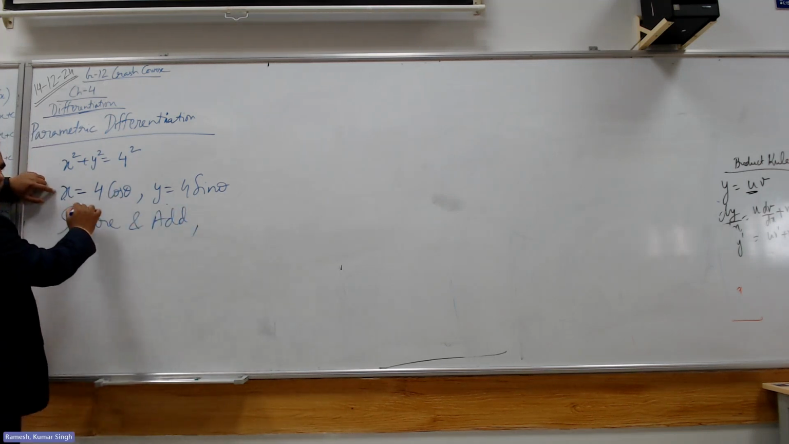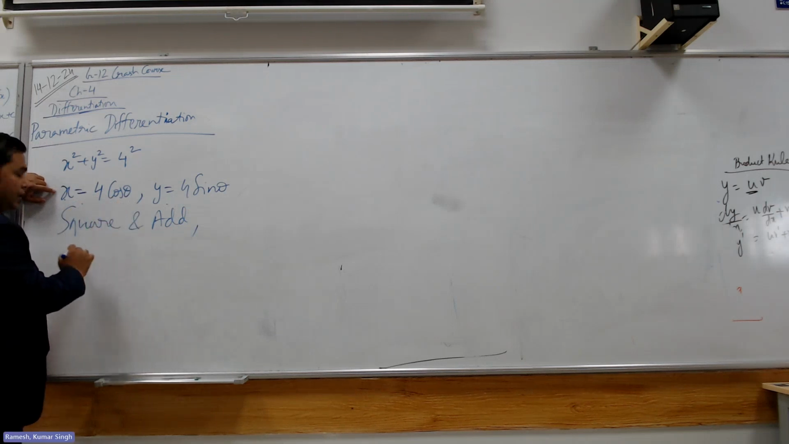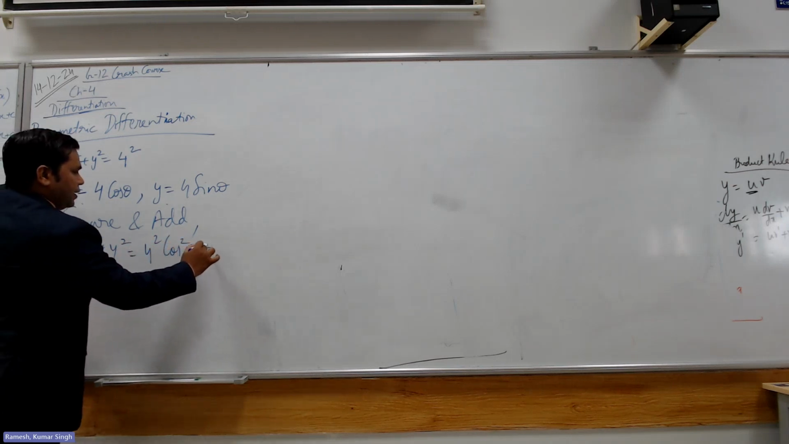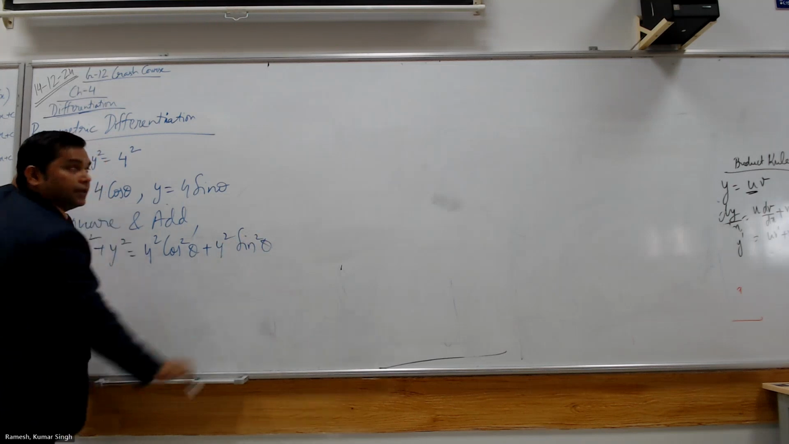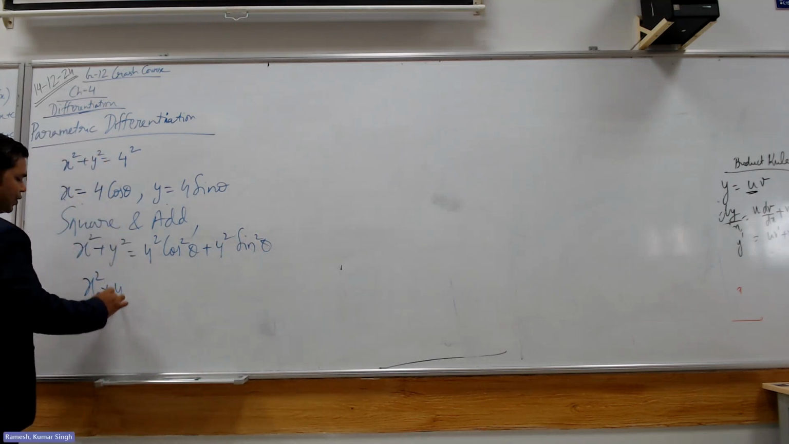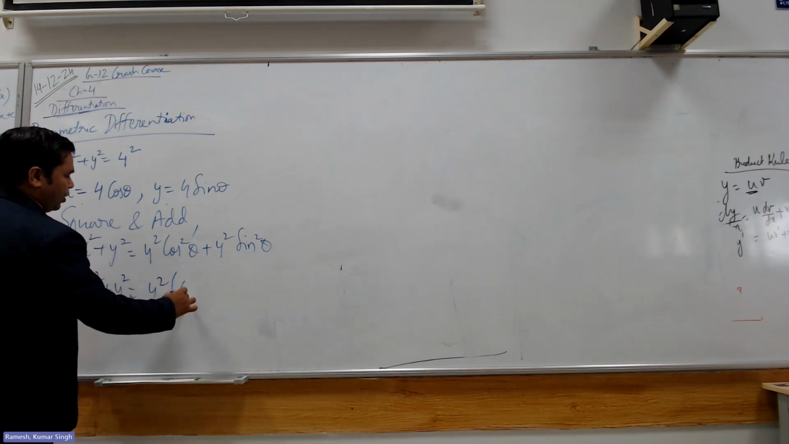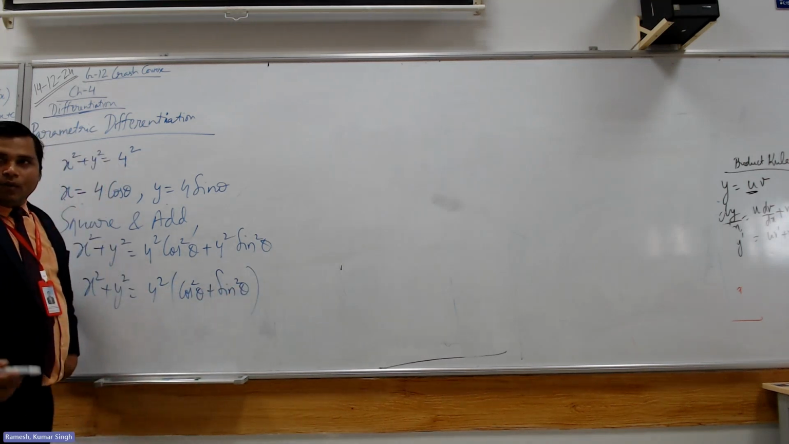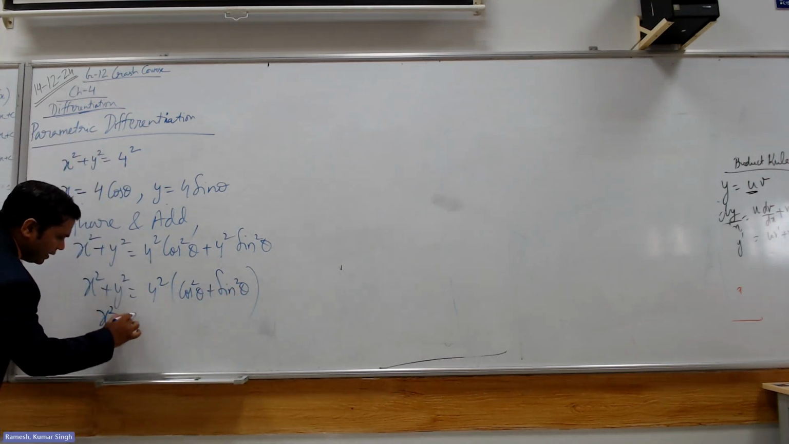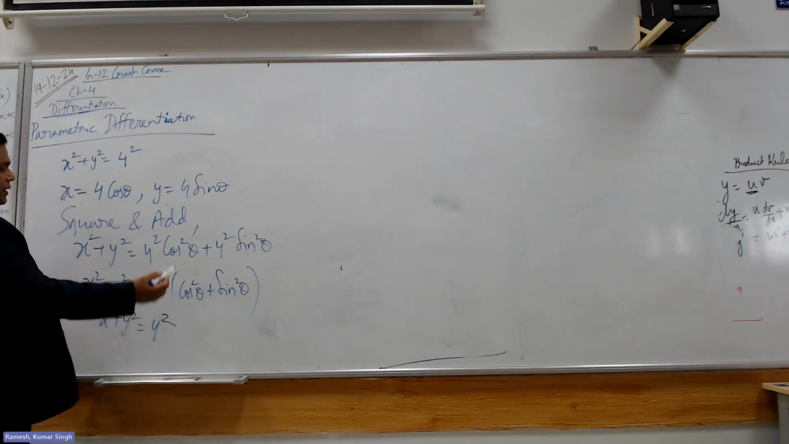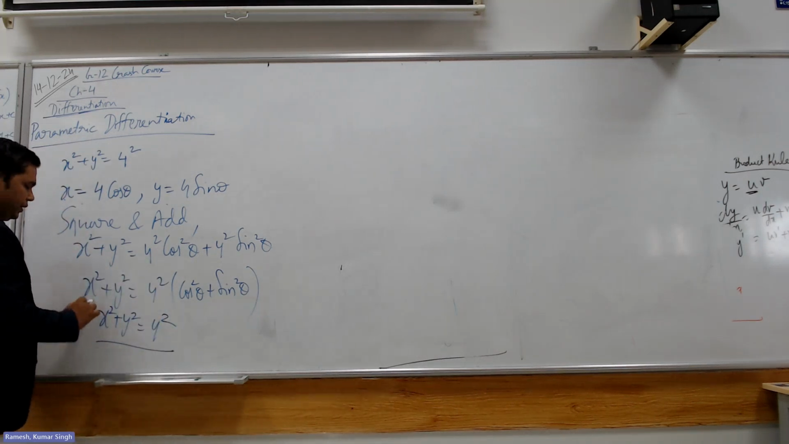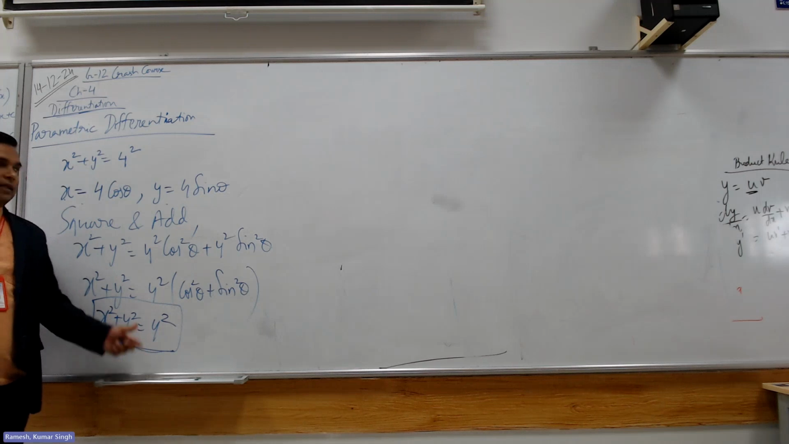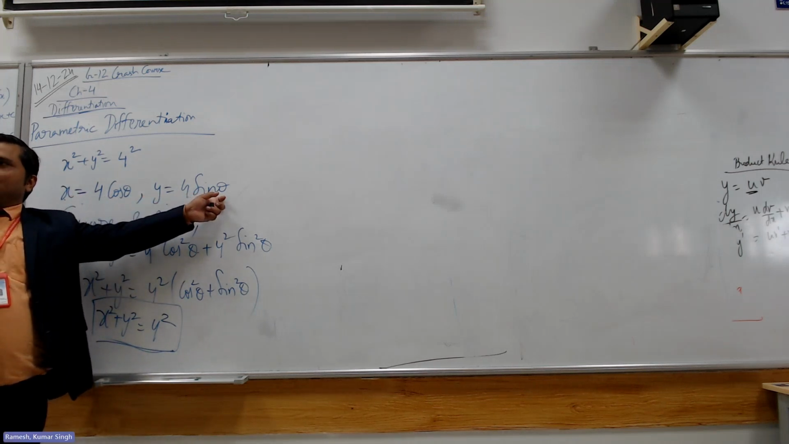If you square and add these two equations, the result will become x square plus y square equal to 4 square cos square theta plus 4 square sin square theta. x square plus y square equal to 4 square common, cos square theta plus sin square theta, which is equal to one. x square plus y square is equal to 4 square, which is 16. So this is the algebraic equation of a circle. This is the parametric equation of a circle.